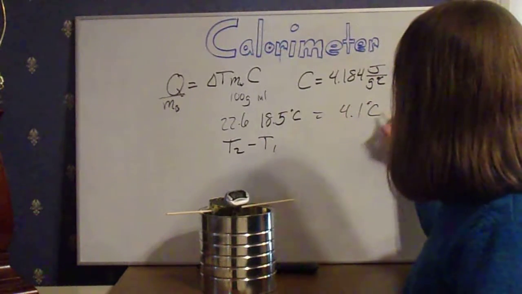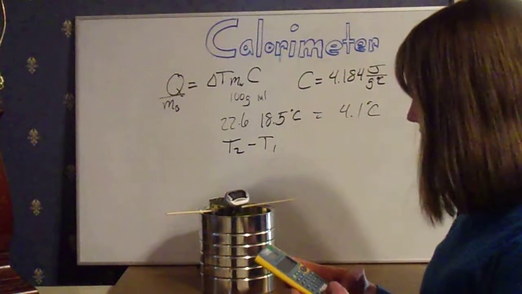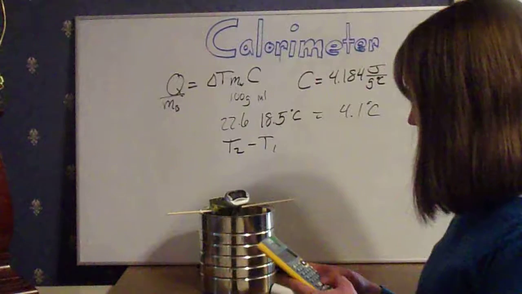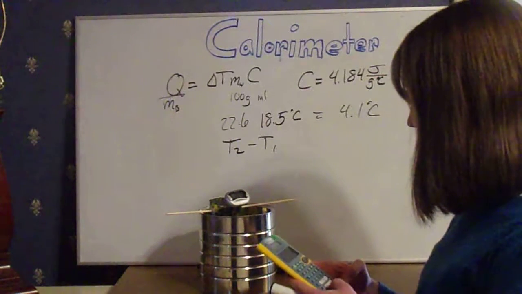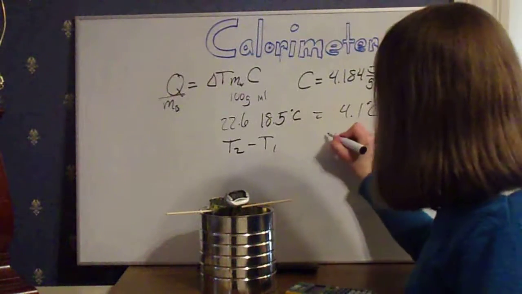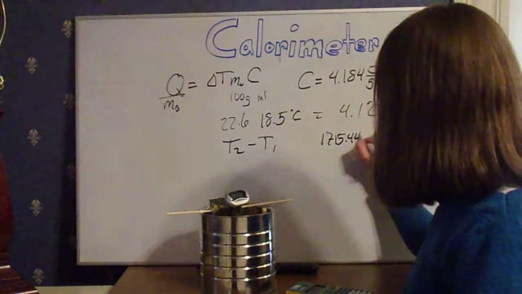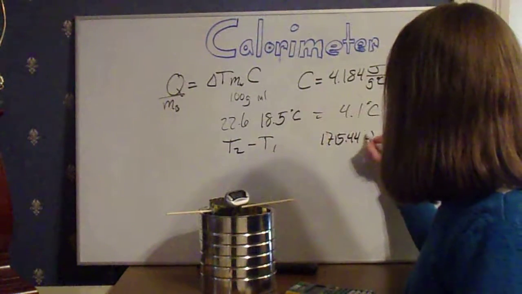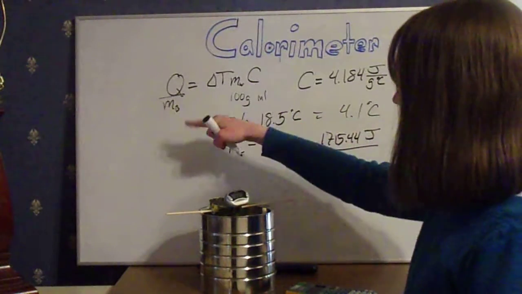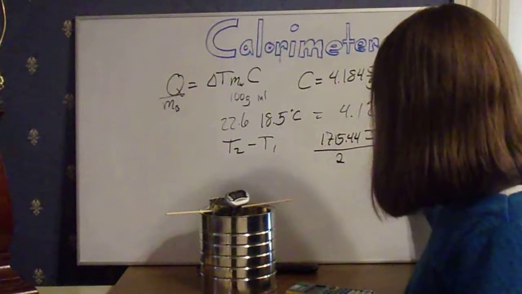And from that, we are then going to, oh, okay, so it's finished burning. It's at 22.6. So when you subtract those from each other, you get 4.1 Celsius. And so we're then going to multiply these numbers together. So we have 4.1 times 4.184 times 100, which is 1715.